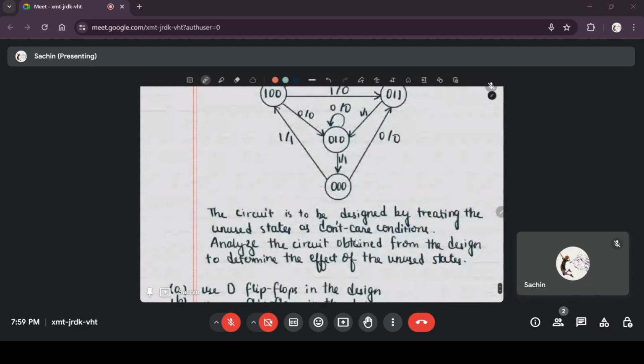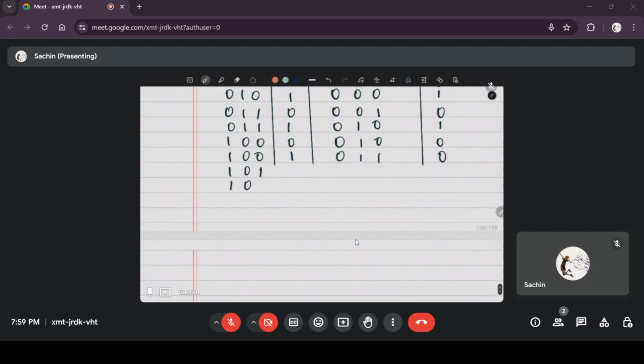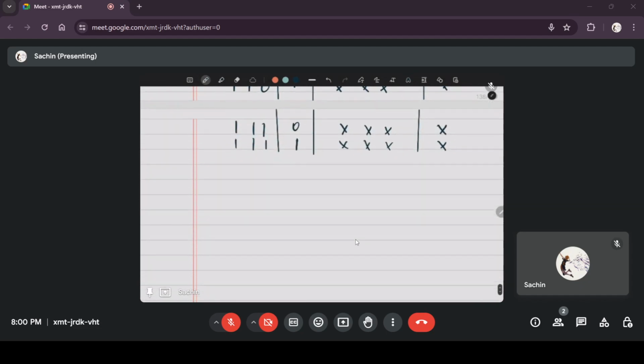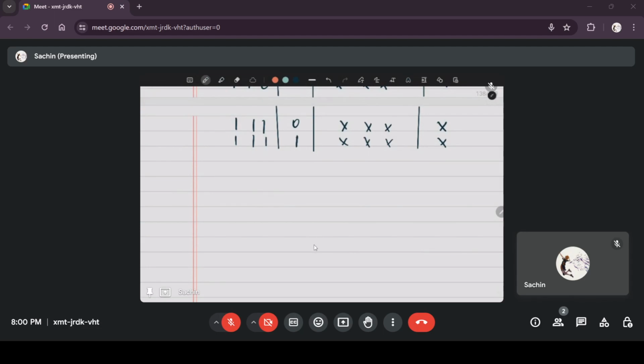There are a few more states which are all unused. So 101, 110, and 111, regardless of the value of input X. These are don't cares, don't cares for the output side as well. Then simplify using K-maps, that's it.